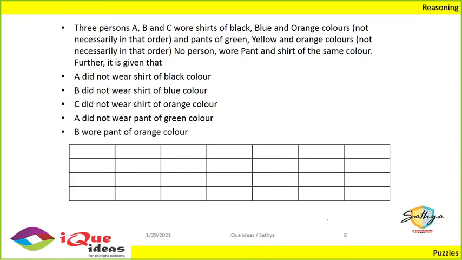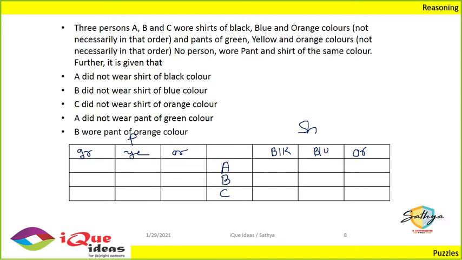See, I have got 3 people, A, B and C. They're wearing shirts of 3 different colors, black, blue and orange. They're wearing pants of 3 different colors, green, yellow and orange. Are we together? Are we together? Did you understand up to here?